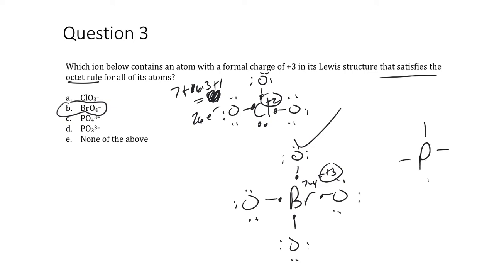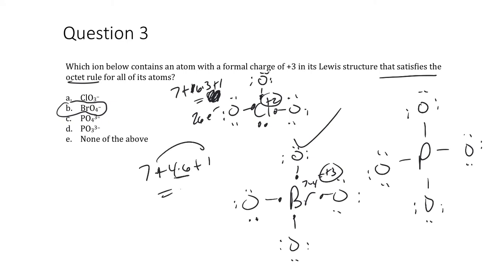PO4 would be this structure here, which satisfies the octet rule. Let's do one quick thing for BrO4 minus that we forgot to do. 7 plus 4 times 6 plus 1 is 24 plus 8, which is 32 electrons. And we've used 32 electrons, so no lone pairs for bromine.